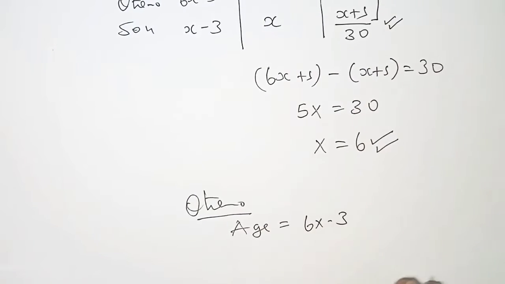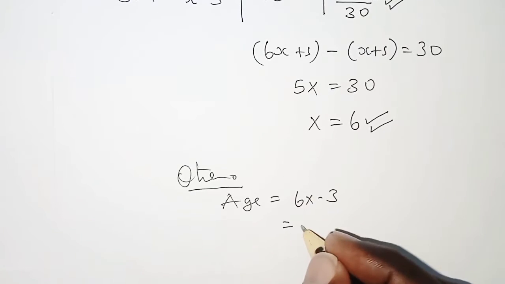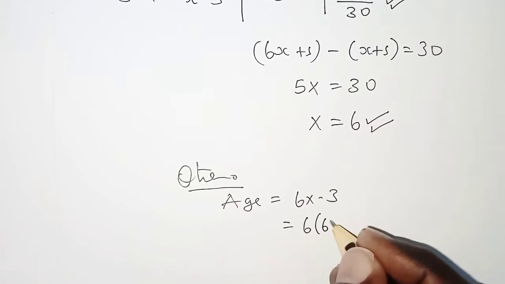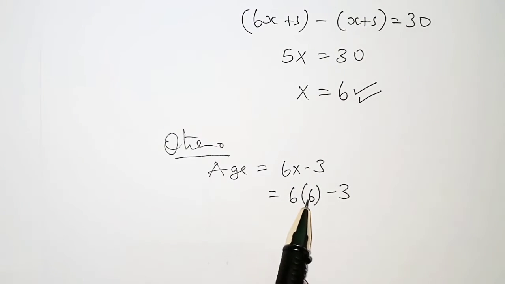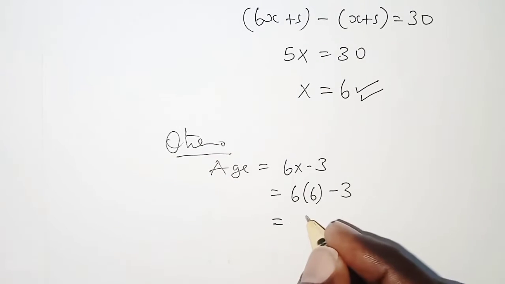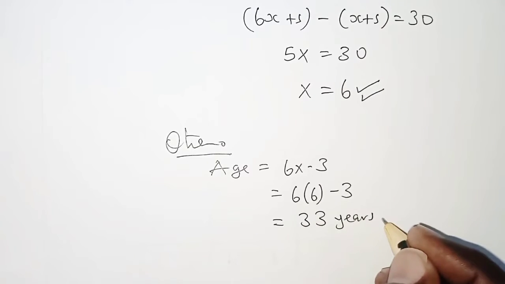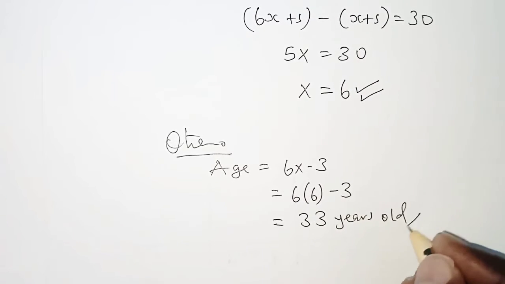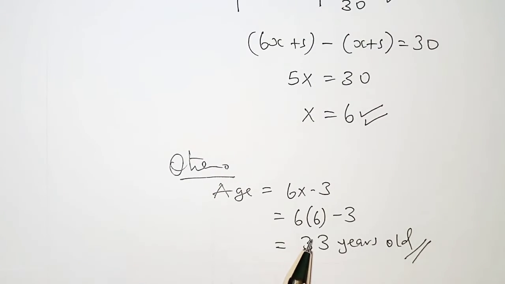6x minus 3. But we know that x is 6, so we just do the substitution, and that will be 6 times x, which is 6, and then you subtract 3. So this is 6 times 6, that is 36. 36 minus 3, we have 33 years old. So that was the age of Otieno 3 years ago.